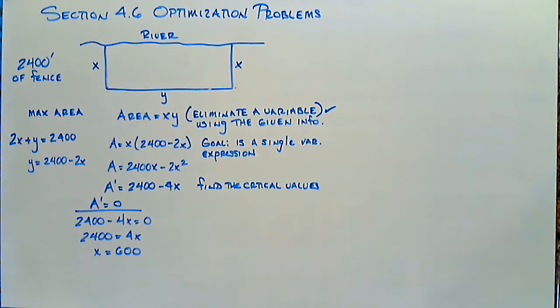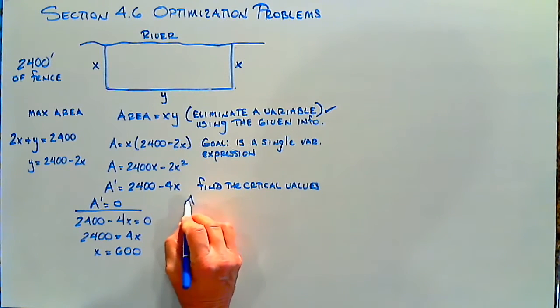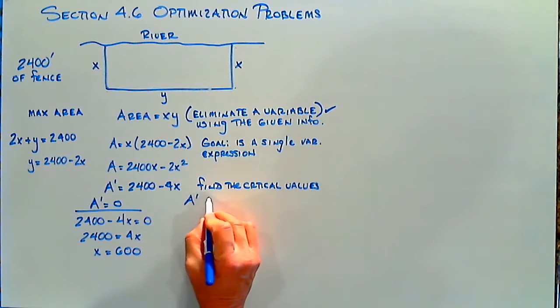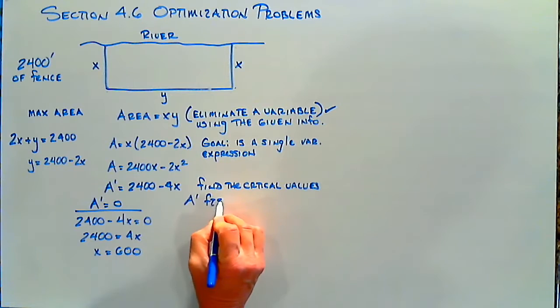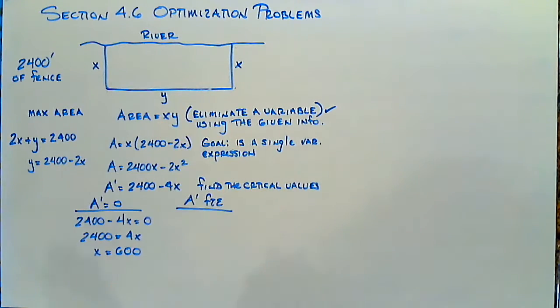Now, it's the only critical value we have. It really makes no sense to ask ourselves, when does A prime fail to exist, right? That doesn't have any application to the story that we're telling here about the farmer, his field, and the river. So over here, we're just going to pass on that. So we have a critical value of 600. Now, what are we going to do with that critical value? The problem says, find the dimensions of the field that maximizes the area.